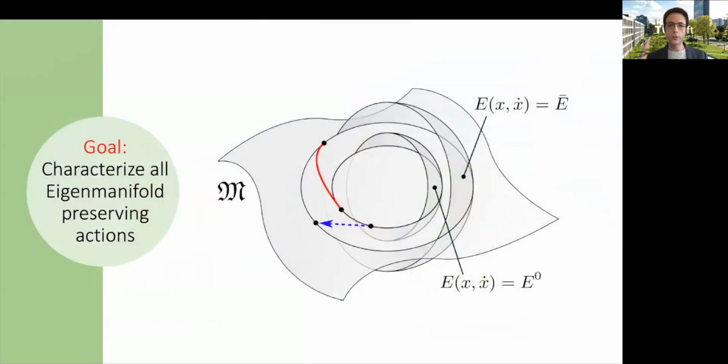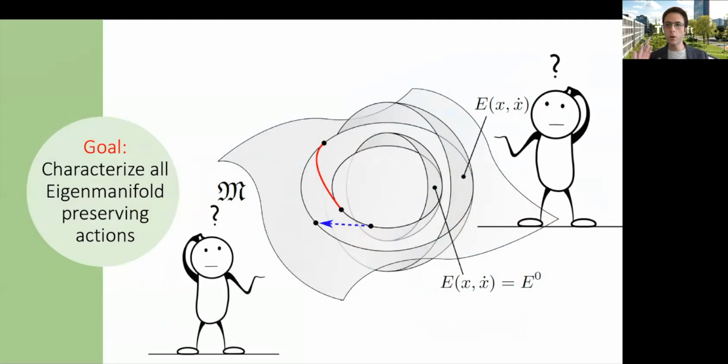So the goal of this work is to characterize all eigenmanifolds preserving actions, which, stated like this, I can imagine is a pretty confusing goal. So I want to take a few minutes to explain what this means and why this is important.